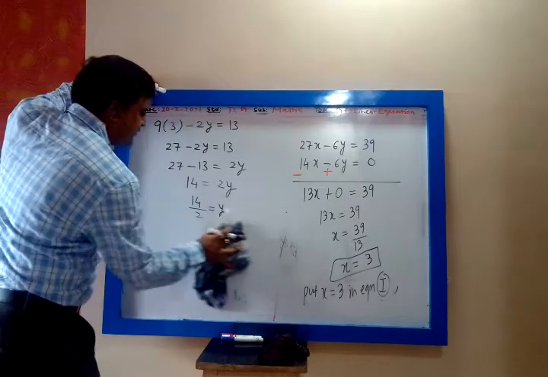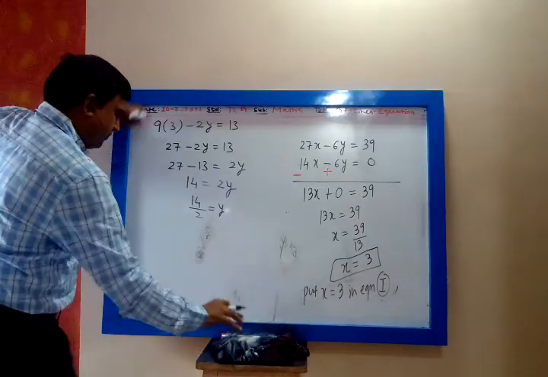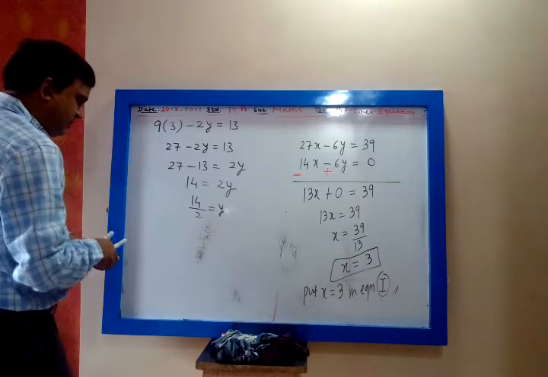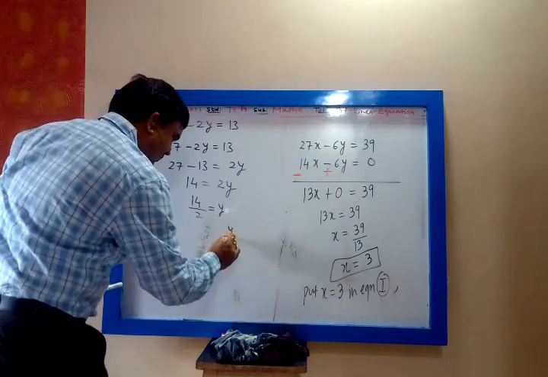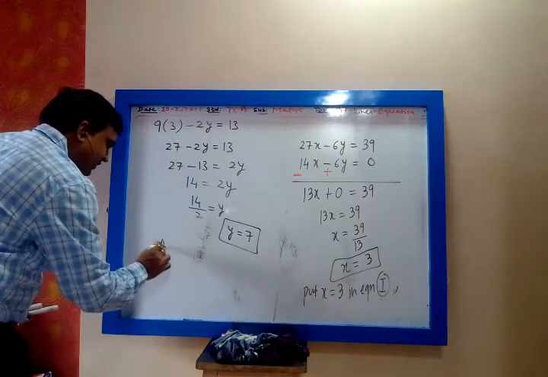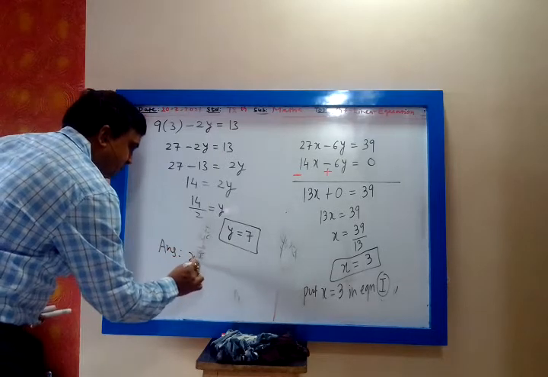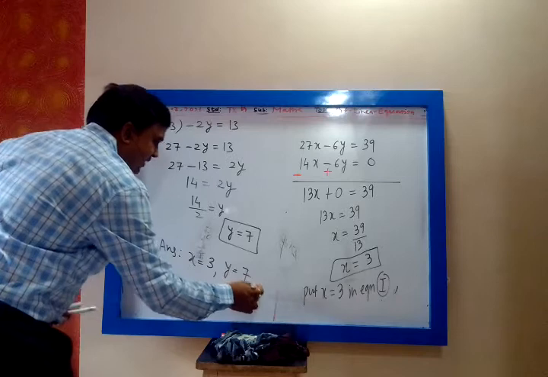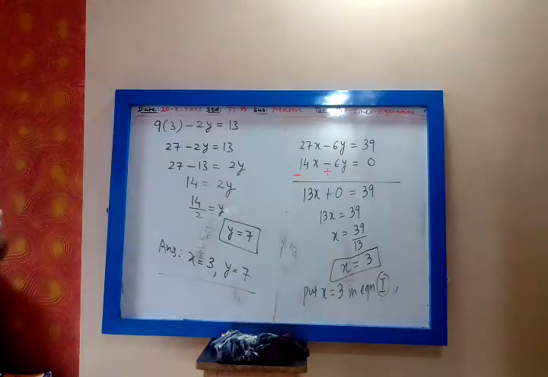We get y is equal to 7. Okay. So our answer is, we write answer, x is 3 and y is 7. And this we have done by the equating coefficient method.